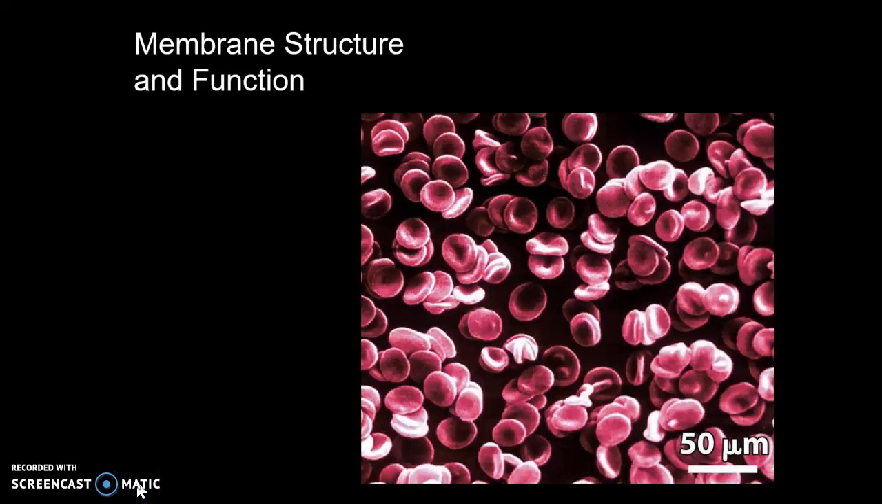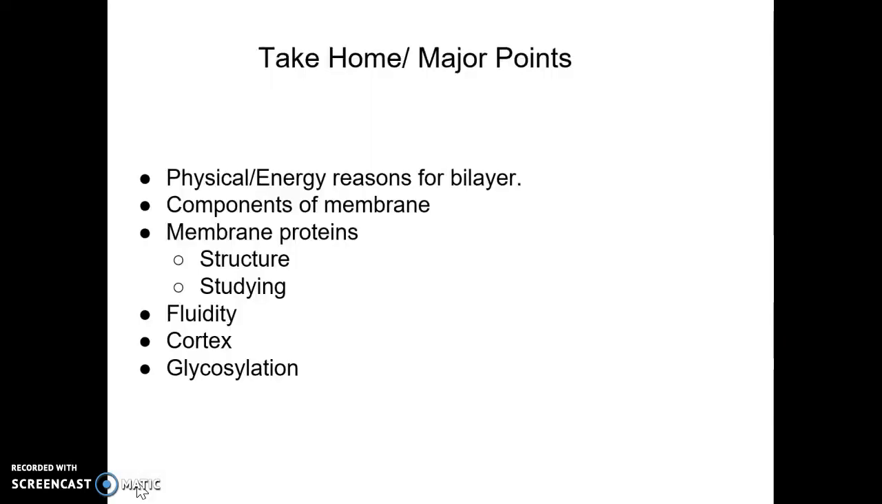Okay, so this is going to be the video covering the fluid mosaic model of the membrane, chapter 11. Some of the take-home messages that we want to cover are why we're going to get spherical bilayers, the energetic favorability of having a bilayer and having it be spherical.